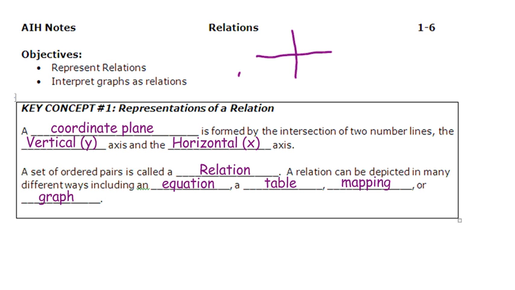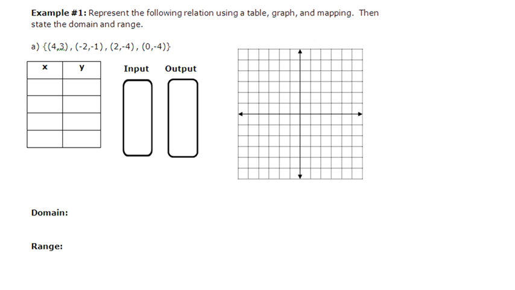So let's go to the first example. Example 1 says represent the following relation using a table, graph, and mapping. Then state the domain and the range. So it gives us this relation. A relation is just a set of ordered pairs. And the first thing we're going to do is represent it as a table. So all we do for a table is all the x values go where the x's are, all the y values go where the y's are.